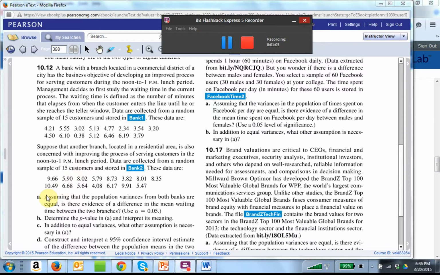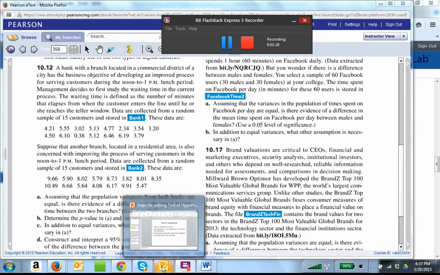So we would like to find out, assuming that the population variances from both banks are equal, is there evidence of a difference in the mean waiting time between the two branches? Use alpha as 0.05, and then we need to determine the p-value, find out what the meaning is, and what assumption would be needed in order to do this kind of problem.